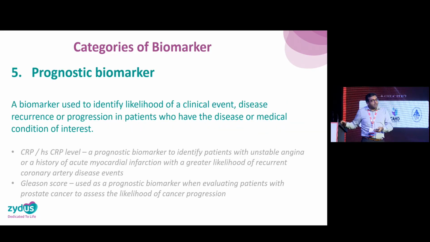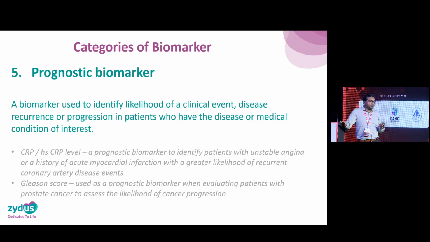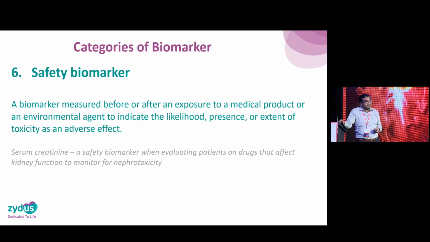The prognostic biomarker which we are discussing is the biomarker used to identify likelihood of clinical event, disease recurrence or progression in patients who have the disease or medical condition of interest. So CRP is a prognostic biomarker which identifies patients with unstable angina or history of acute MI with a greater likelihood of recurrence of coronary artery disease or event. Gleason score is another example of a prognostic biomarker in case of prostatic carcinoma.